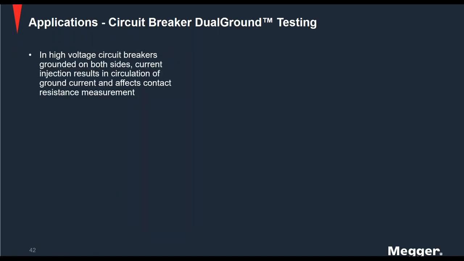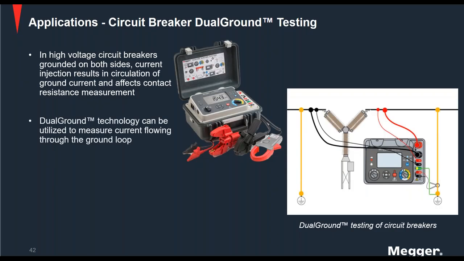So now that we understand the precautions that we need to take for higher current with current transformers while you're testing breakers, let's look at what dual ground testing is. So high voltage circuit breakers sometimes are grounded on both sides, on the line and the load side. And when you attempt to inject current to measure resistance, because of that grounding on both sides, there's a ground current, and this ground current could affect contact resistance measurements. So that's where you use dual ground technology, and we measure the current that's flowing through the ground loop.